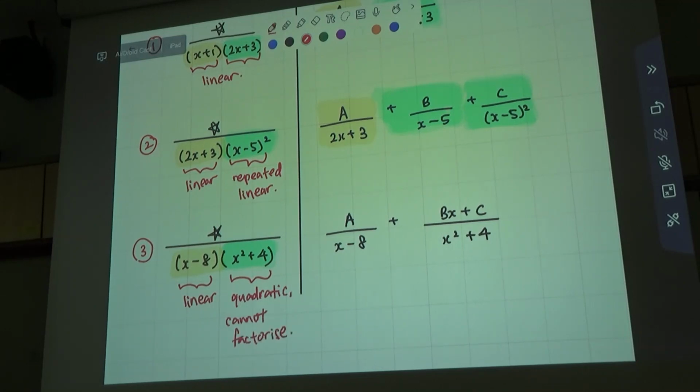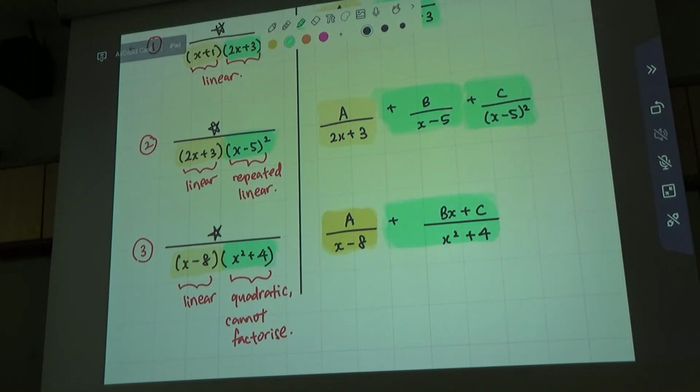Right? So what this has created for us is that from the linear, I'm able to get this fraction here, A over x minus 8. And then from the quadratic, the one that cannot factorize, I really need to emphasize on the fact that it cannot be further factorized, I'm able to get a single fraction. And something I want us to observe is that the numerator looks different.